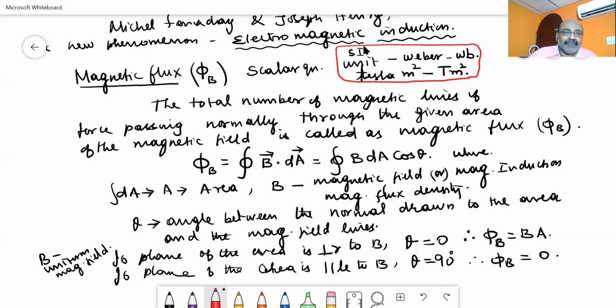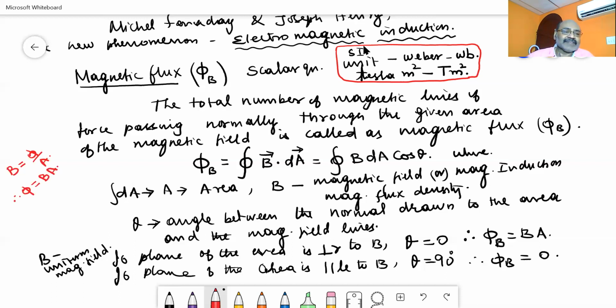Magnetic induction, or magnetic flux density, or in general the magnetic field, you might have studied this in your third lesson. Magnetic induction or magnetic flux density or magnetic field is defined as magnetic flux per unit area. Therefore, phi is equal to magnetic field into area.